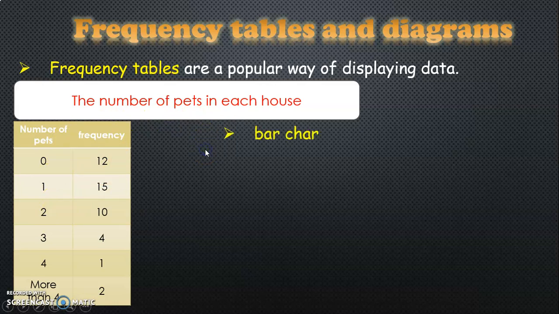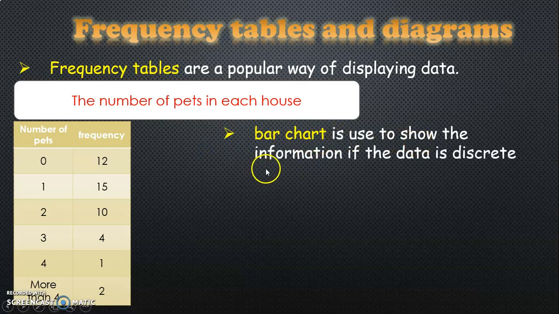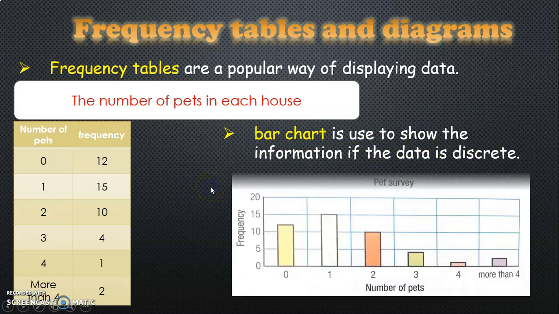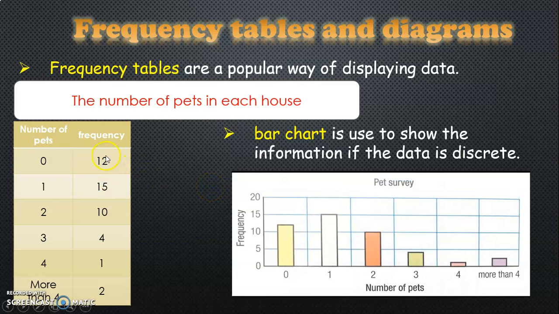Next one is what we call a diagram, a bar chart. A bar chart is used to show information if the data is discrete. It means they have specific values. Since they have a specific value or frequency, it's easy to show in a bar chart. Here is the frequency, and here below is the number of pets. So this one again is a frequency table, and this is what we call the bar chart.